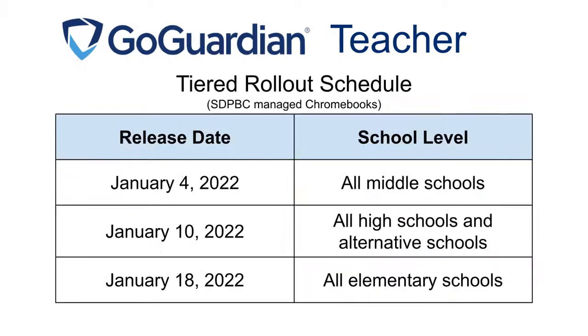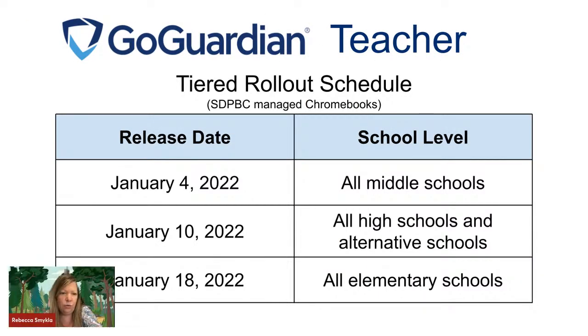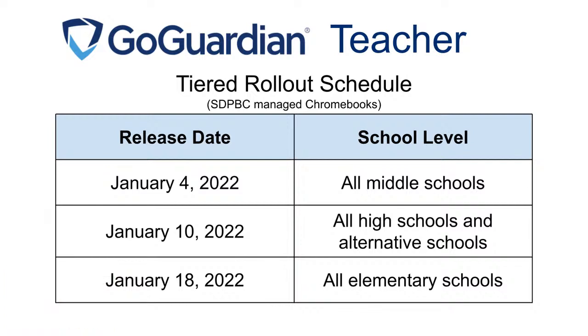I'm just going to jump ahead real quick and let you know we are on a tiered rollout schedule for GoGuardian. So today, January 4th, all of our middle schools will have access when you click that tile. On the 10th, our high schools and alternative schools. And finally, on the 18th, in 2 weeks, our elementary schools.